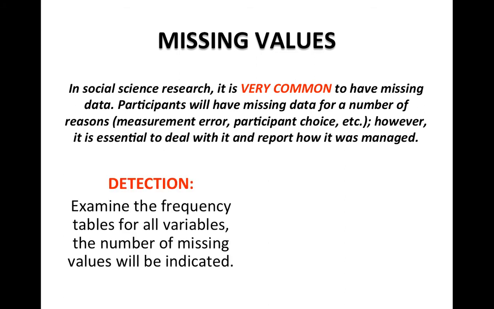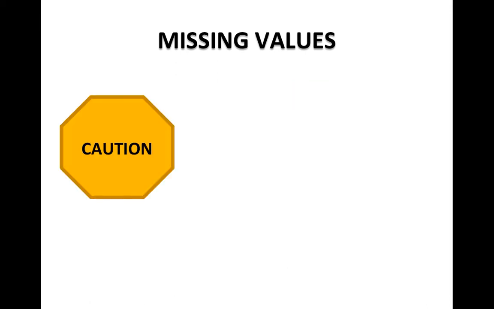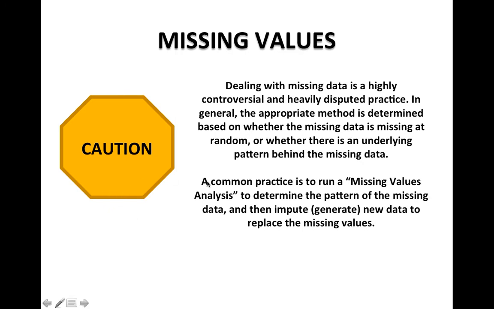So when you're looking for missing data, it's very easy. You just look at the frequency tables for all the variables, and the number of missing data will automatically be indicated. So for example, if there are blank cells, then you will have a row that appears here as missing. Or if you have blank cells that you've already coded in SPSS as being missing, this will show up in the same way.